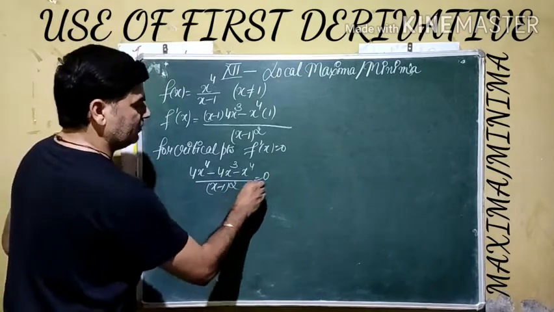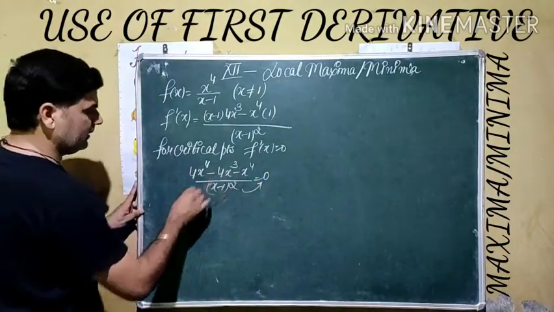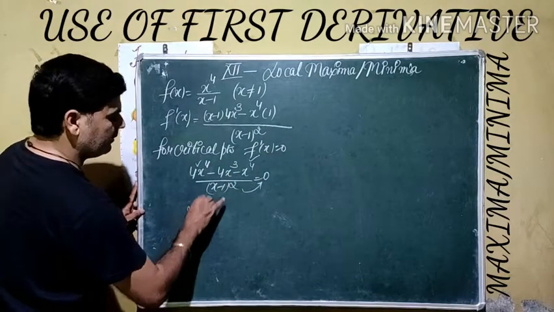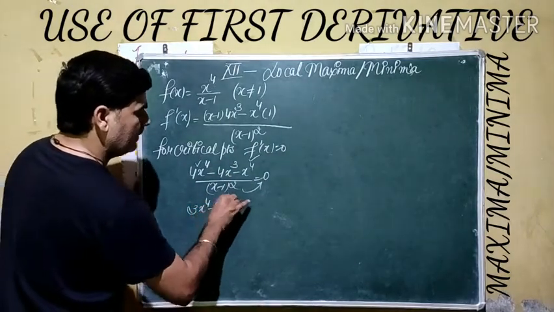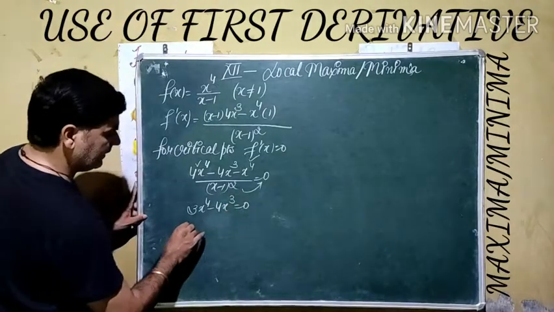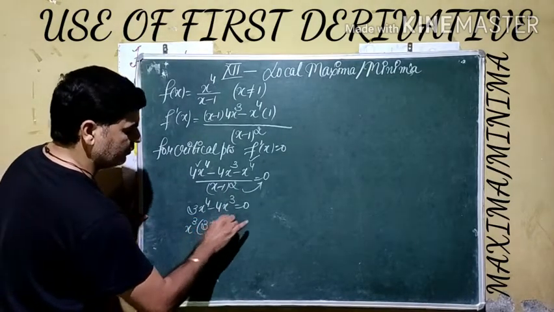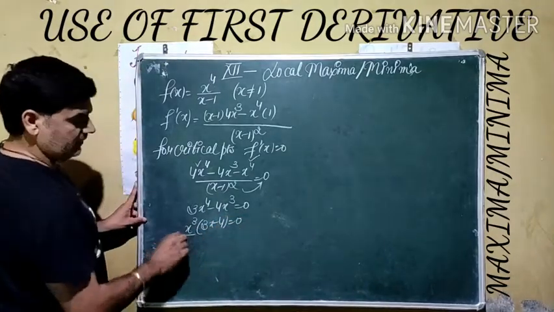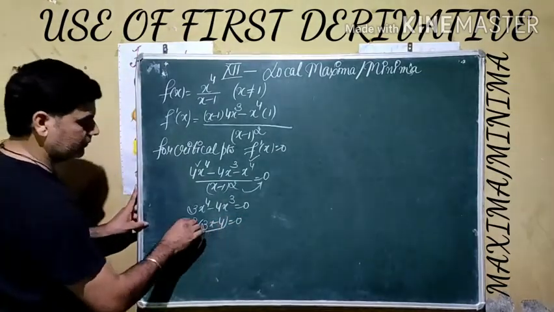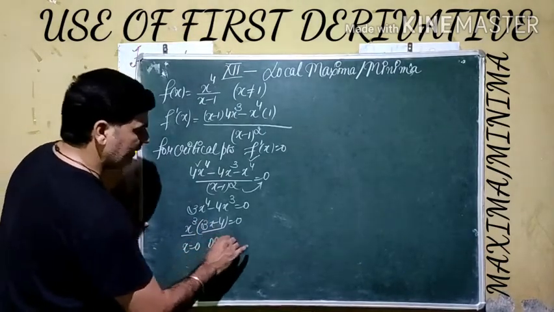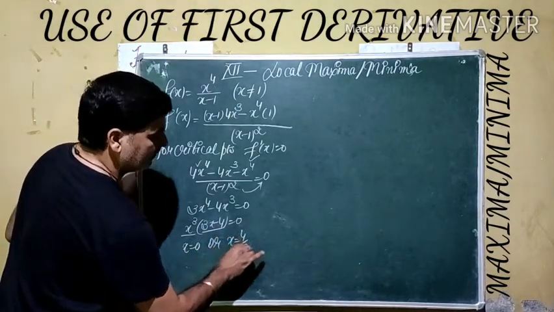As you know, denominator cannot be 0. So we simplify this one from here. These are two like terms. We get here 3x raised to power 4 minus 4x cube is equal to 0. If you see here, x cube is common. We get from here 3x minus 4 is equal to 0. It means either the first value is 0, otherwise the second value is 0. If we take the first value 0, we get x is equal to 0. If we use the second value, we get x is equal to 4 by 3.